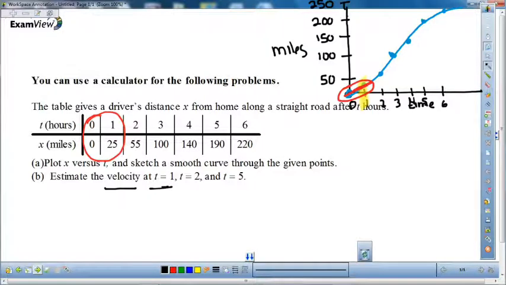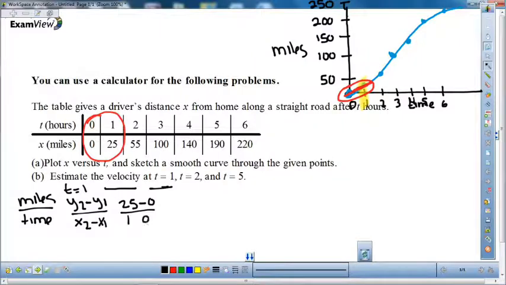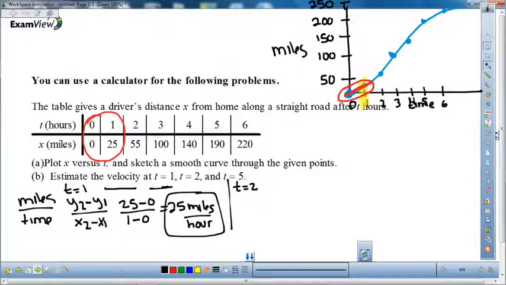So we're going to put miles over time. And we're basically doing y2 minus y1 over x2 minus x1. So when t is equal to 1, we're going to have 25 minus 0 over 1 minus 0, which is 25 miles per hour. Okay, so that would be my velocity, an estimate of the velocity. When t equals 2, we're going to do the same thing.